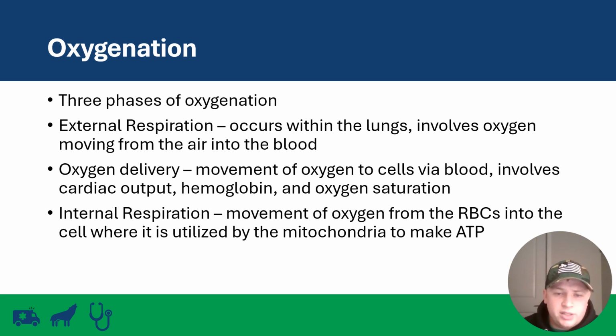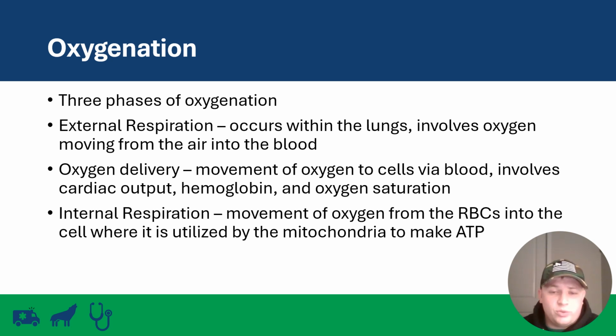There's oxygen delivery, which is the movement of oxygen to cells, and that occurs via the blood. You really need 3 things for that to happen. You need adequate cardiac output. That blood needs to be circulating. You need enough hemoglobin, so anemic patients or people in hemorrhagic shock may struggle, and you need adequate oxygen saturation. That hemoglobin needs to be adequately saturated.